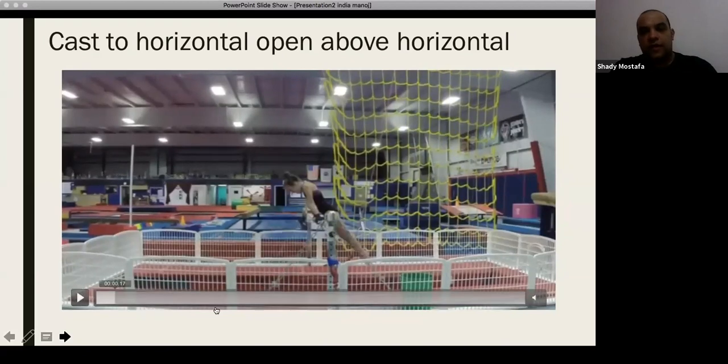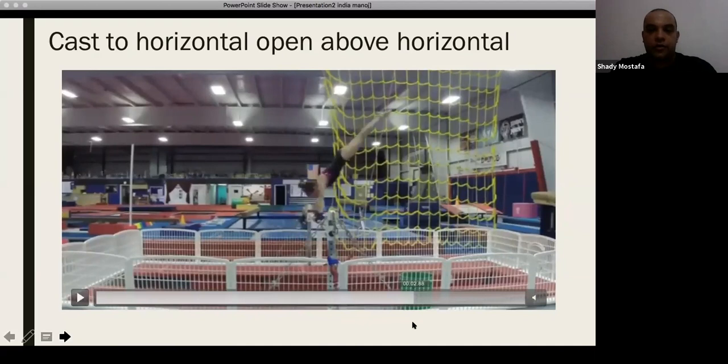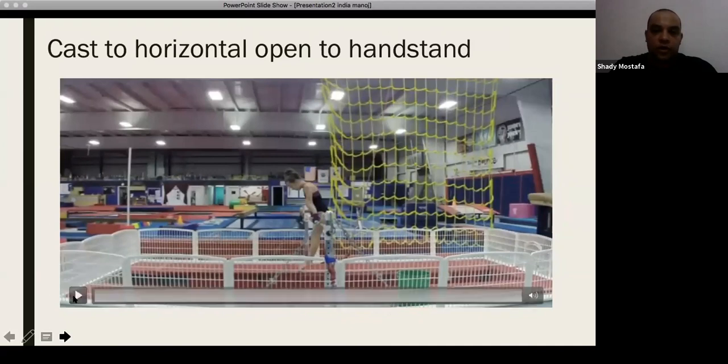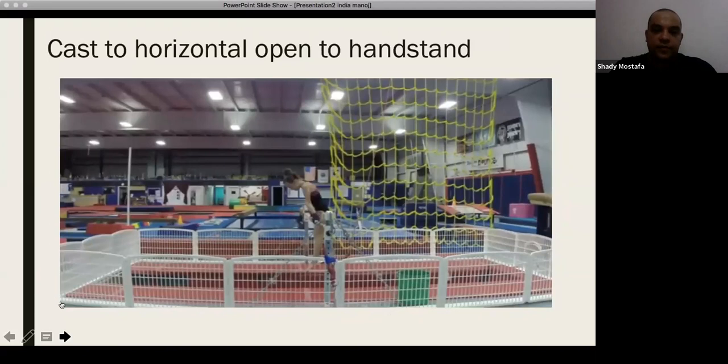Now you take it after the cast, hollow, higher. So it's not horizontal anymore, a little bit above horizontal. Afterward, you take it to the next level. Cast, all the way to handstand.